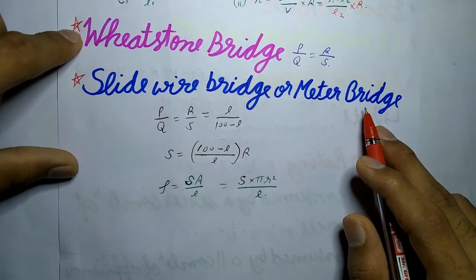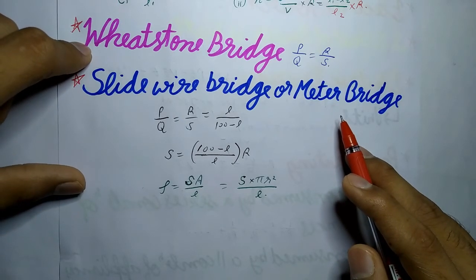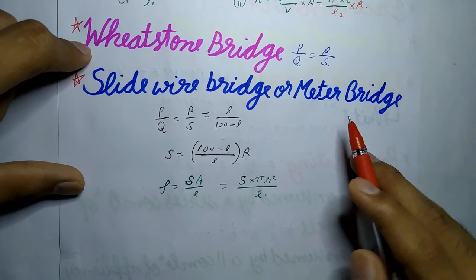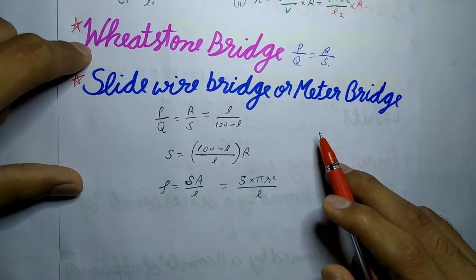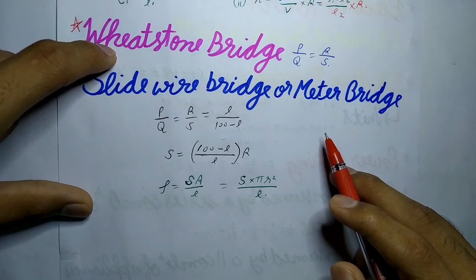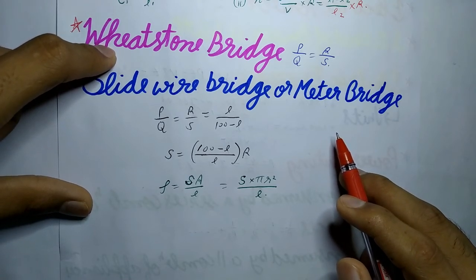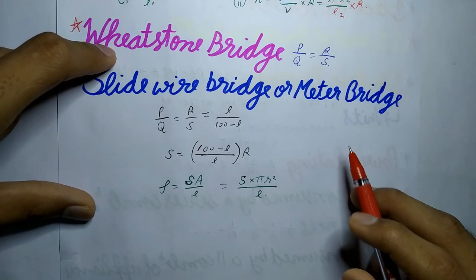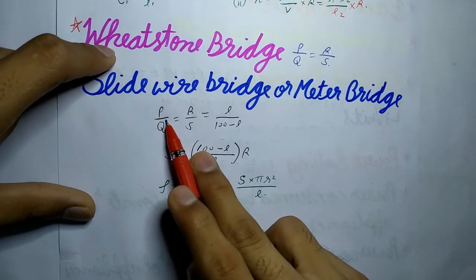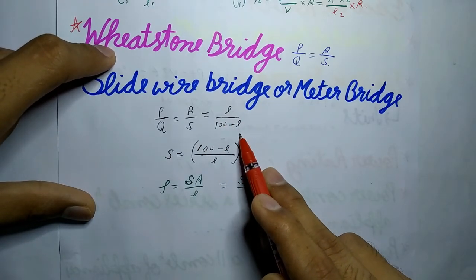It is an application of the Wheatstone bridge in which R is fixed and a balance point is obtained by varying P and Q, such as by adjusting the position of a jockey on a 100 centimeter long resistance wire stretched between two terminals. If the balance point is obtained at the length L, then P by Q is equal to R by S, which is equal to L upon 100 minus L.